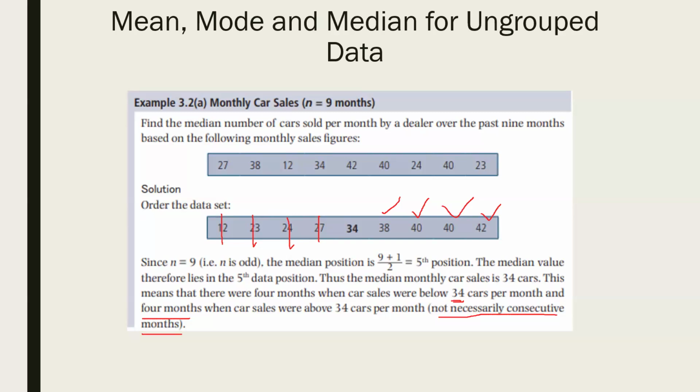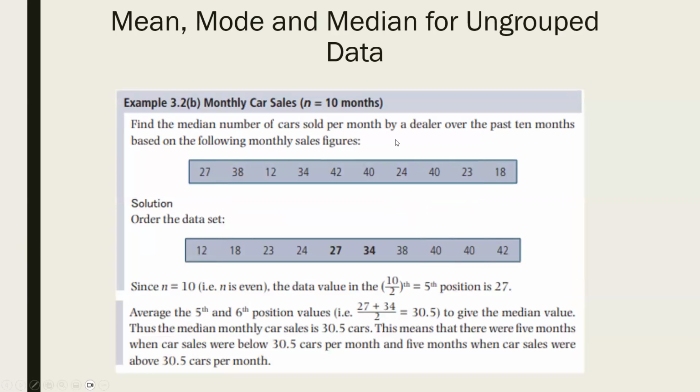So we were dealing here with odd numbers, right? So let's look at an example where they are even numbers. It's the same example, but we have added 1 more month, right? So find the median number of cars sold per month by a dealer over the past 10 months based on the following monthly sales figures. So it's still the same 9 months, but we have added 1 more month.